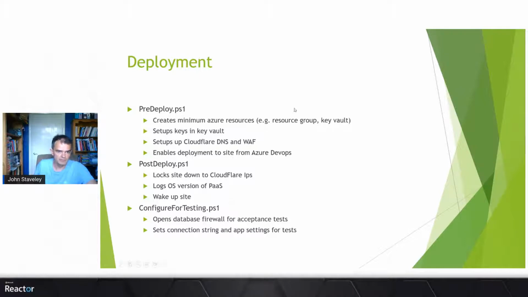Pre-deploy, it creates the minimum Azure resources, and then post-deploy it locks down the site to Cloudflare IPs and logs the version of the OS of the PaaS. That came up in a security audit we had once. The auditors said, well, how can you prove that Azure are actually updating the PaaS? So every time we deploy, we log the version so we can then have that proof. And then it sets up the configuration for testing, for the acceptance tests.